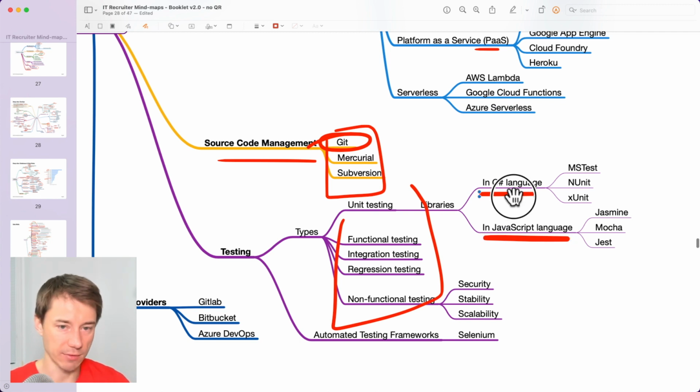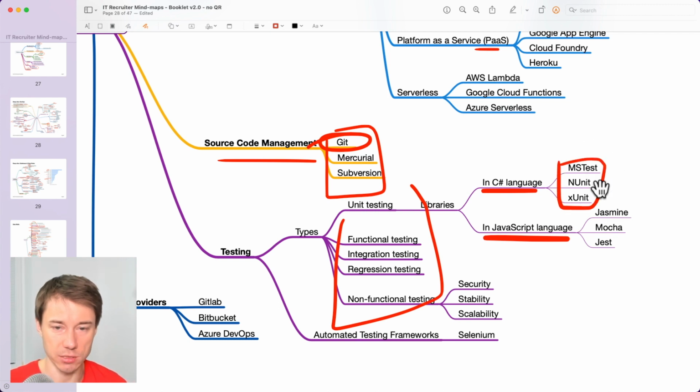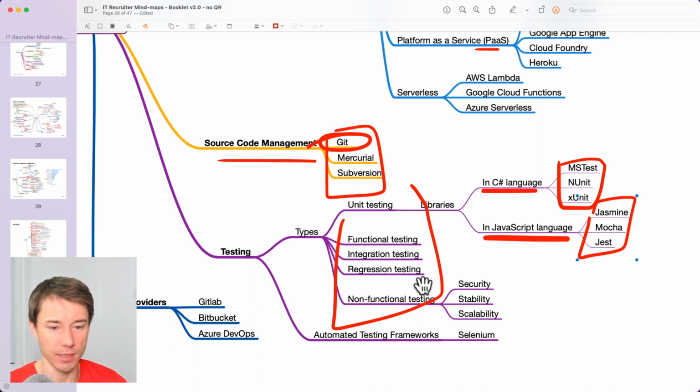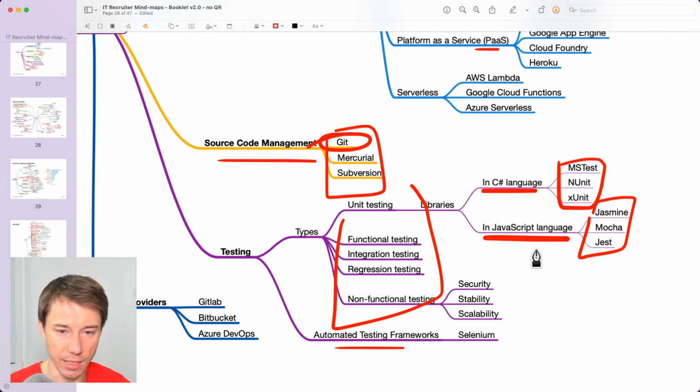If a developer chooses the C# language, then they would use one of these frameworks. If a developer chooses JavaScript, then they would use one of these frameworks: Jasmine, Mocha, Jest. There are also some other testing frameworks that are language agnostic, so they can be used no matter what programming language was chosen. For example, Selenium.